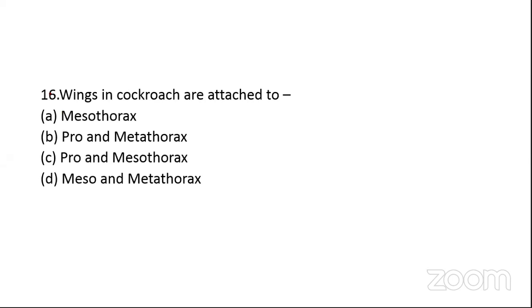So mesothorax alone is wrong because they have two pairs, so two segments have to be there. Pro is wrong. Mesothorax and metathorax is the correct answer.